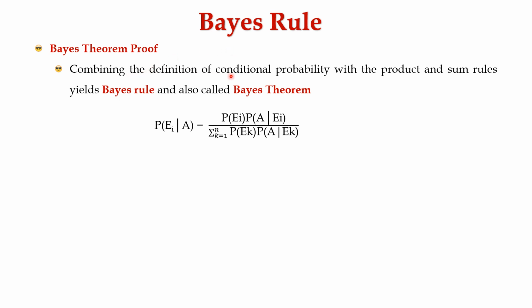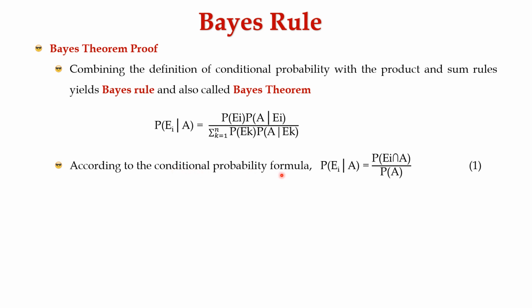Combining the definition of conditional probability with the product and sum rules yields Bayes rule, also called Bayes theorem. The formula is: probability of Ei given A is equal to probability of Ei into probability of A given Ei, divided by the summation of k equals 1 to n of probability of Ek into probability of A given Ek.